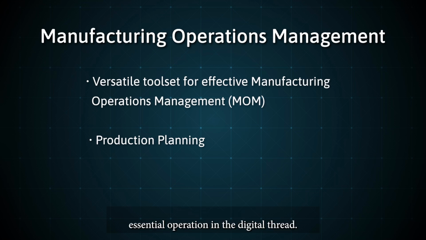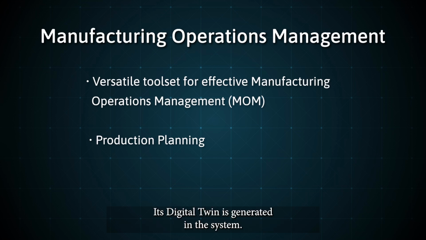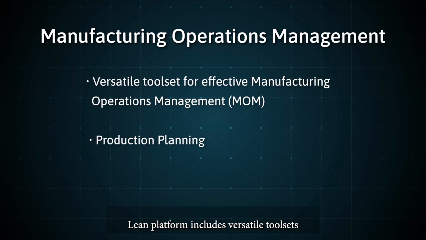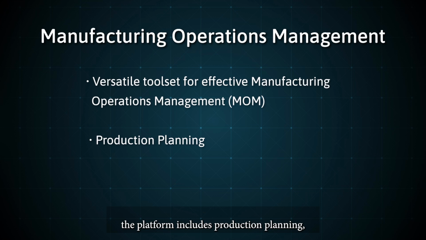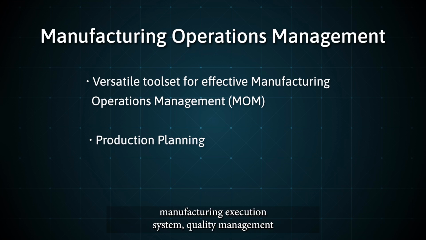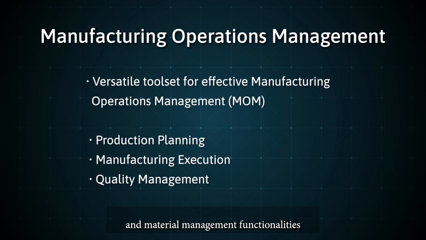Manufacturing is an essential operation in the digital thread. In manufacturing, the physical product itself is manufactured and built. Simultaneously, its digital twin is generated in the system. The Lean platform includes versatile toolsets for effective manufacturing operations management. The platform includes production planning, manufacturing execution system, quality management, and material management functionalities in the same package.